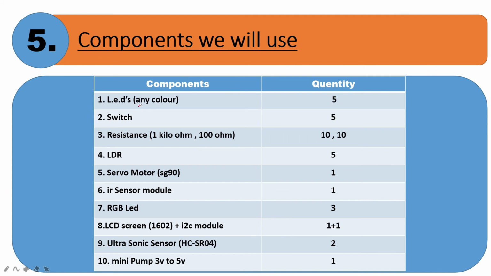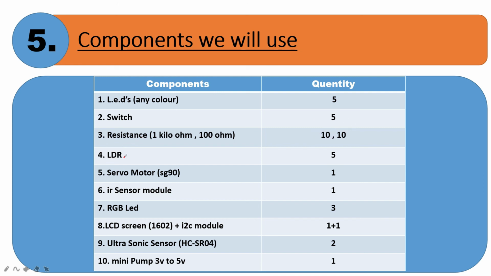First is LED. You can buy LED of any color. I will say just buy 5 red LED, 5 blue LED, 5 green LED, like that. And then you must have some switch, an on and off switch. For reference I said 5, you can have more or less, but minimum 1 is required. Then resistance. In this course I am going to use 1 kilo ohm resistance and 100 ohm resistance, so you can just have 10 of each.